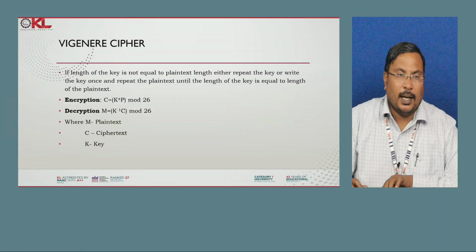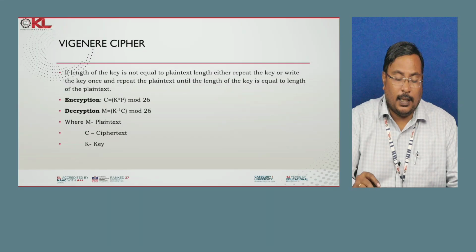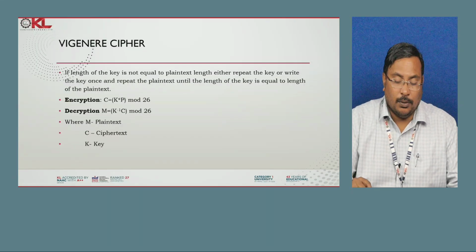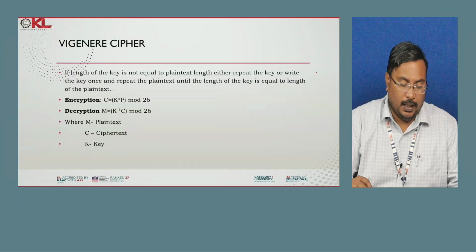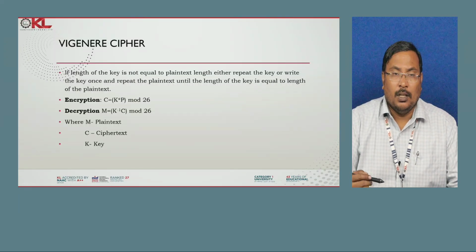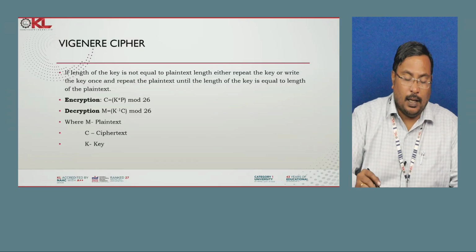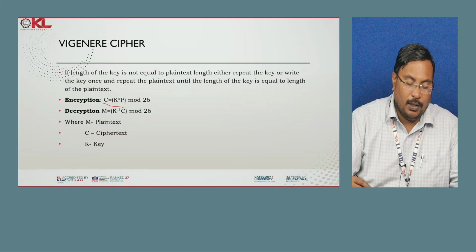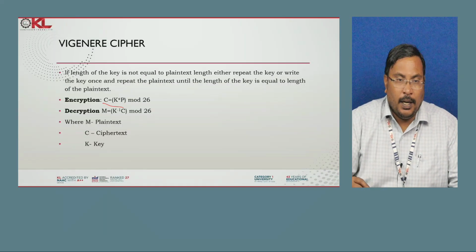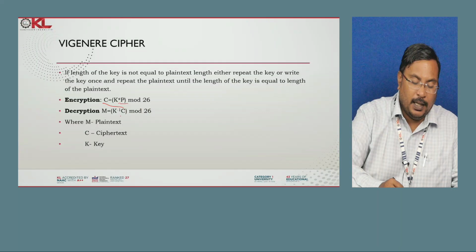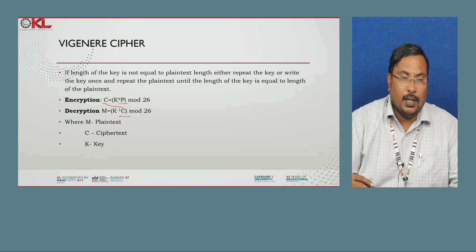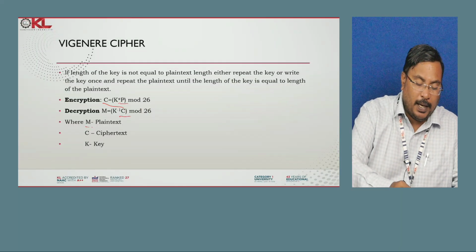Next we have Vernam ciphers. The key length is not equal to the plain text length, so we either repeat the key or write the key many times until we reach the plain text length. The ciphertext is C equals K multiplied with P mod 26, and the message M equals K inverse into C. Here P is the plain text, C is the ciphertext, and M is nothing but the plain text.